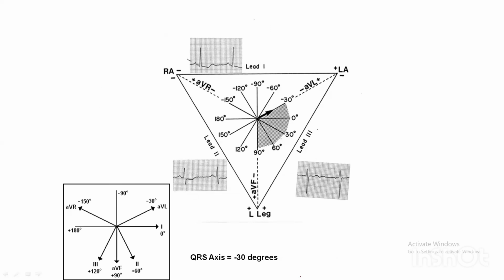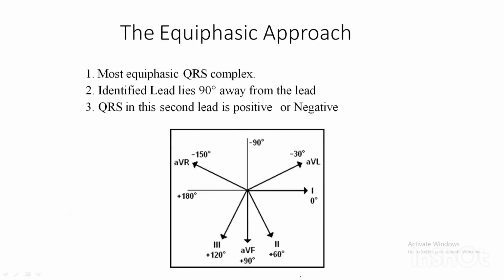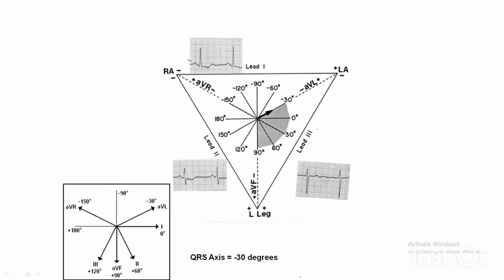So if it is equiphasic in lead 2, then the axis lies 90° away from that lead. Lead 2 has a 60° angle, as written here at the bottom left. So from 60° moving 90°, the axis of this ECG will be -30. It is normal. Normal axis we know is from -30 to +90.